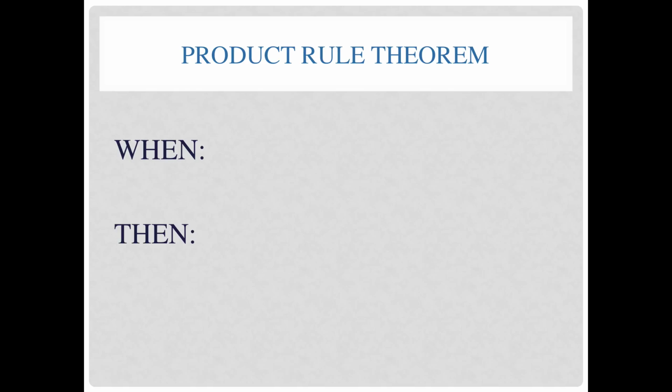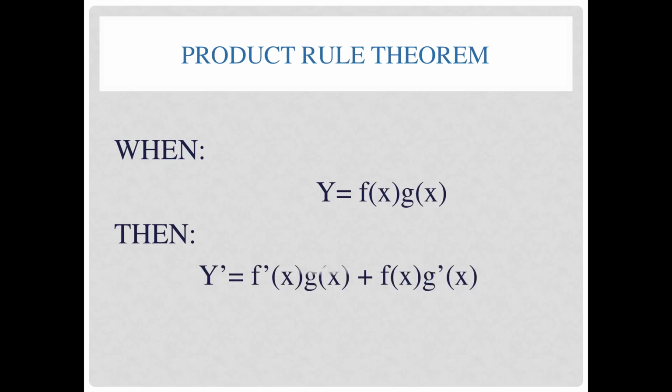To begin, we'll show what the product rule theorem is. The product rule is used when your function consists of 2 functions being multiplied. So y equals f of x times g of x. The product rule states that the derivative of 2 functions being multiplied is the derivative of the first function times the second plus the first function times the derivative of the second.